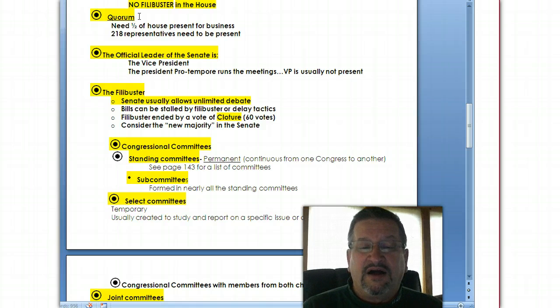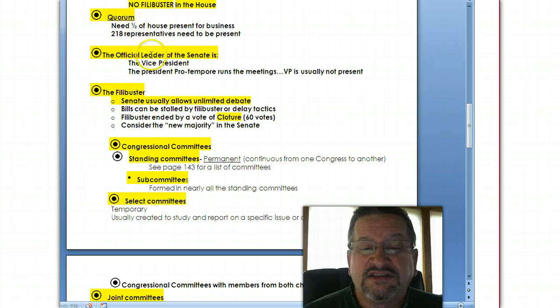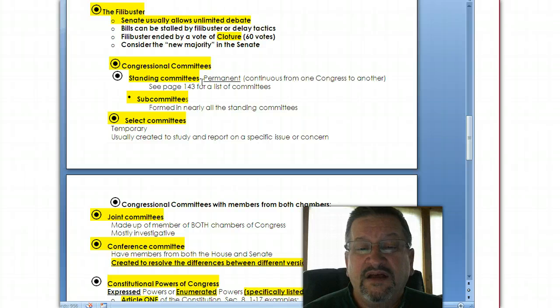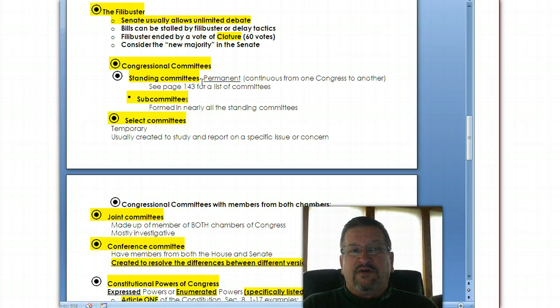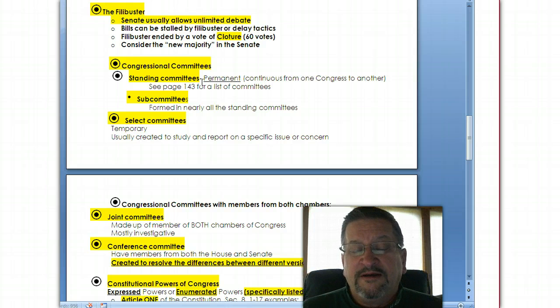That's half. The official leader of the Senate is the vice president, but the person who runs the meetings is the president pro temp. The vice president usually isn't present unless he's trying to break a tie. All right, in the Senate, because there is no rules committee, you have unlimited debate, and that means that you can have a filibuster. Bills can be stalled or delayed, causing them not to be able to come to a vote, which log jams the Senate from being able to call for a vote.